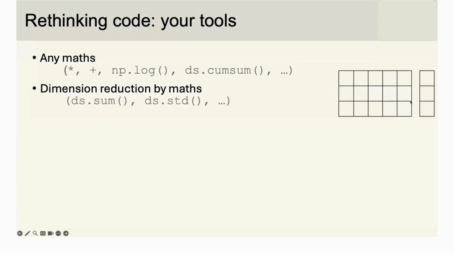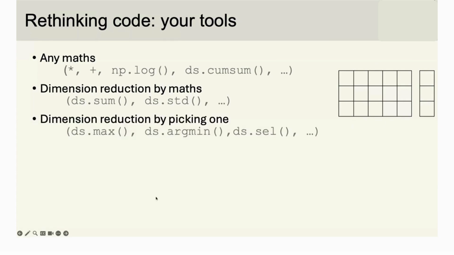You can do dimension reduction, and I've split this into by maths and by picking one. So dimension reduction, you might take the standard deviation of each of these rows, put that in this thing at the end. Alternatively, you could reduce your dimension by picking one. So you might say that's the smallest, that's the smallest, that's the smallest, or you could take the maximum, or you could select something along that dimension.